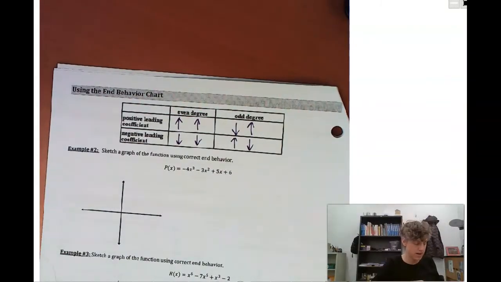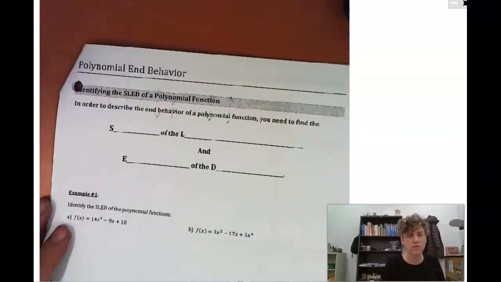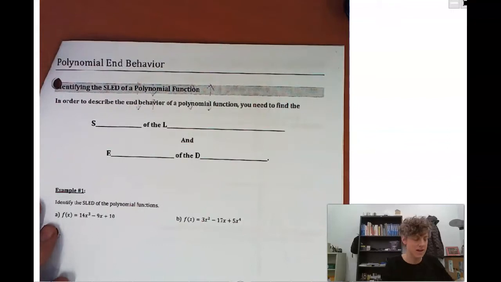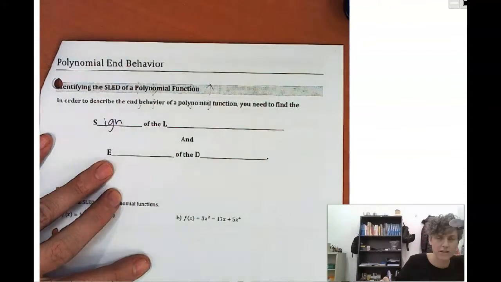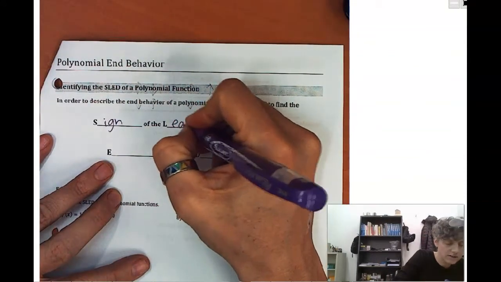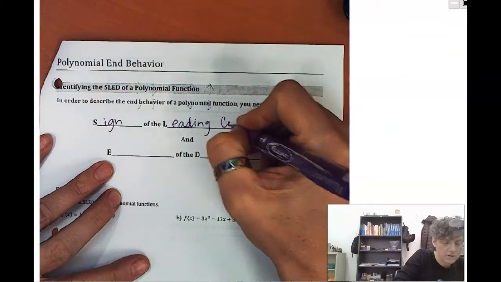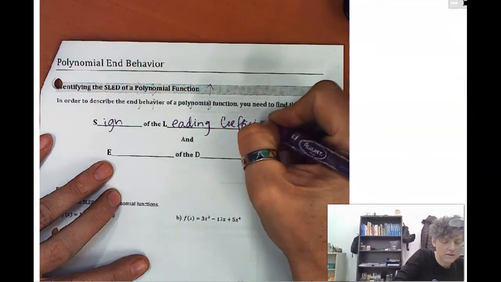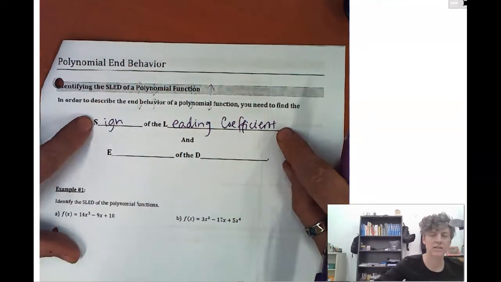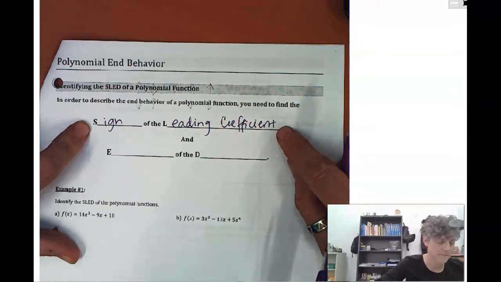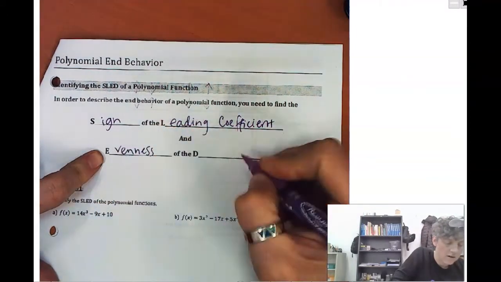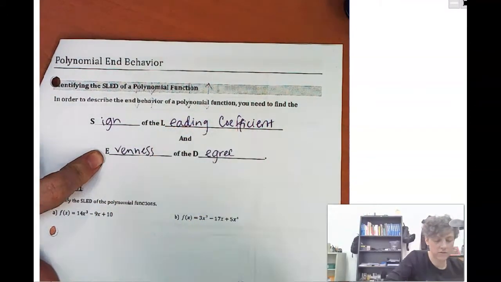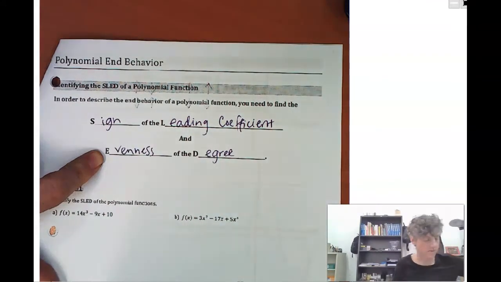All right, let's go back to the page before. Our acronym to remember this is called SLED, where S and L is sign of the leading coefficient, right? That's if we have a positive or negative leading coefficient. And then evenness of the degree. So do we have an even function or an odd function?